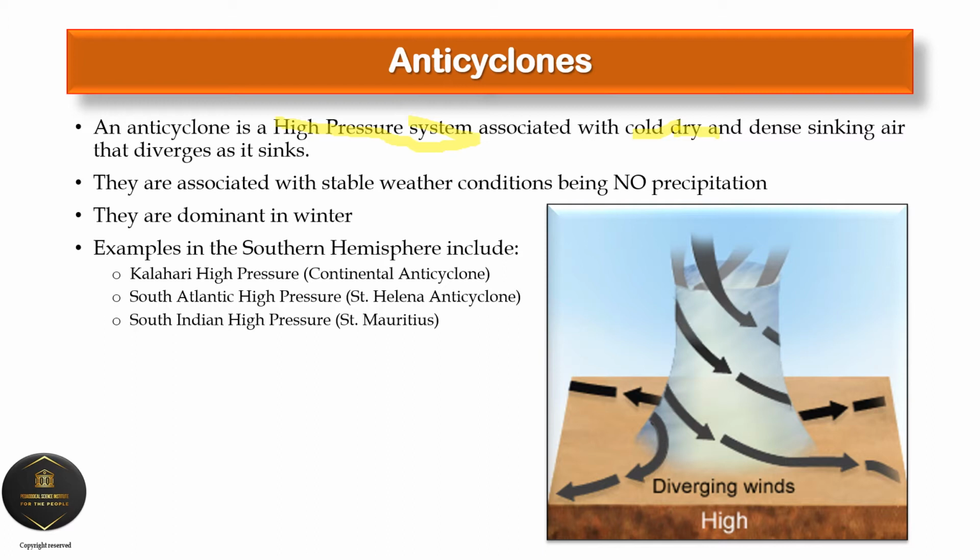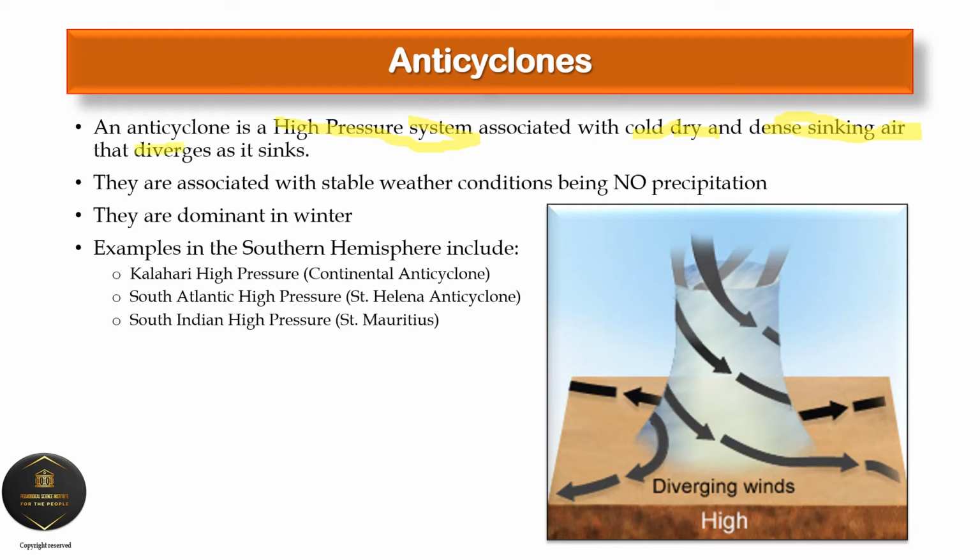And we said that in a high pressure system or an anticyclone, remember now it takes us to the relationship between temperature and density. We said they're always going to act opposite to each other. So since the temperatures are low or the air is cold, it means that density will be high, which means high pressure systems are associated with dense sinking air. So they're associated with more dense sinking air that diverges.